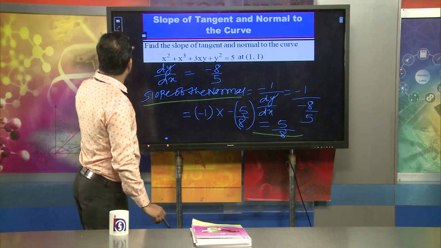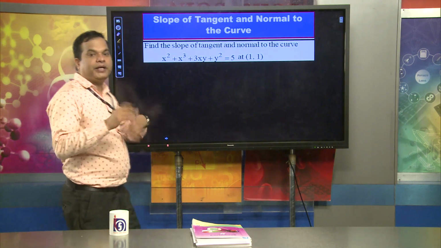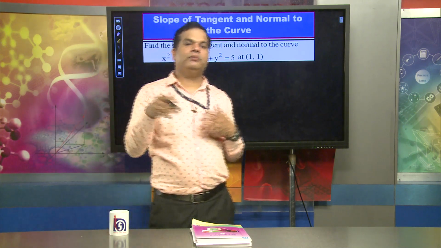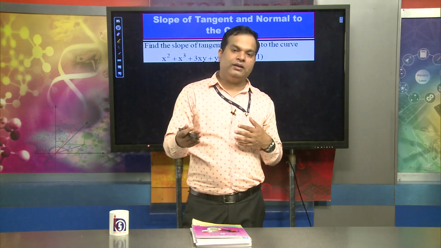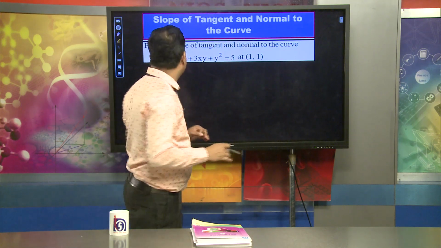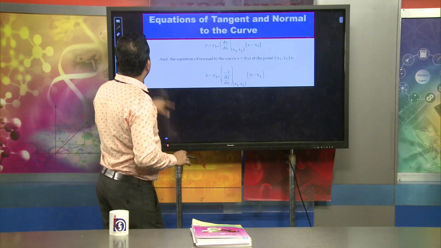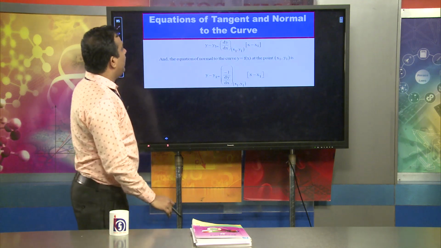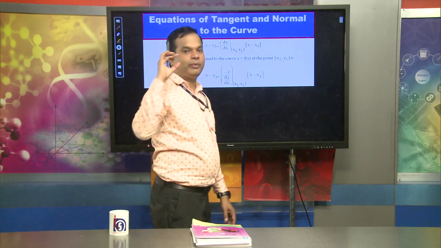Okay, this is the way to find the slope of tangent and normal by using the formula. Very simply, slope of the tangent is equal to dy by dx, and slope of the normal is minus 1 by dy by dx. These are the two important formulas. Now, we will move on to the equation of tangent and the normal to the curve. It also has two different formulas.